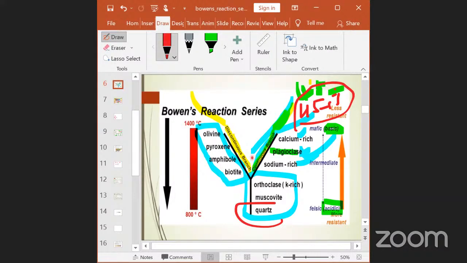So we can say olivine and quartz are highly incompatible minerals, and we cannot see these two minerals, olivine and quartz, all together.